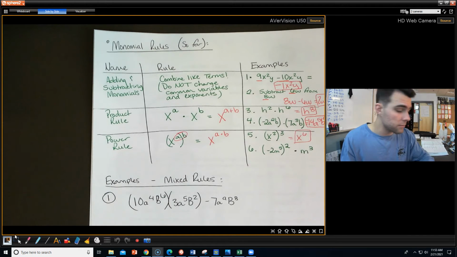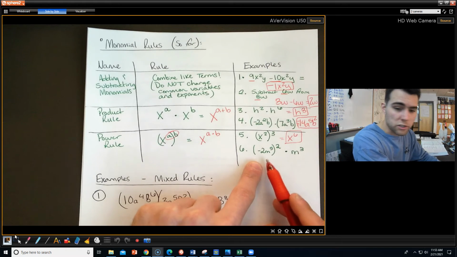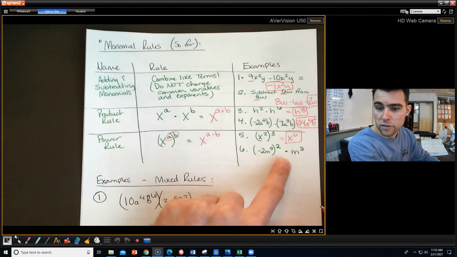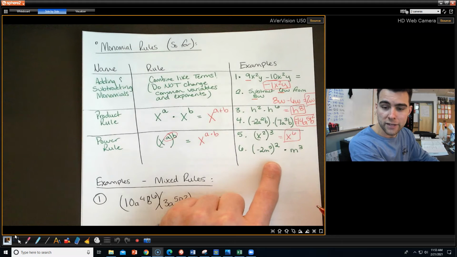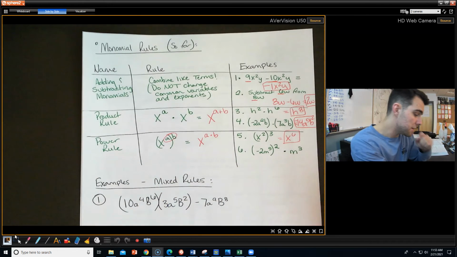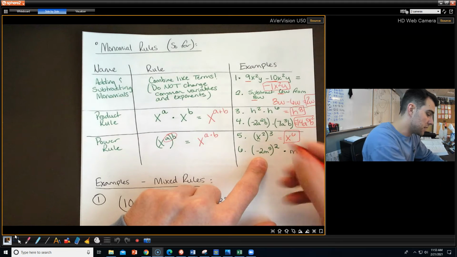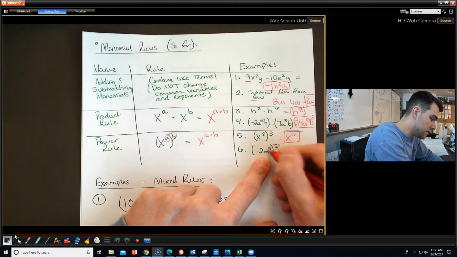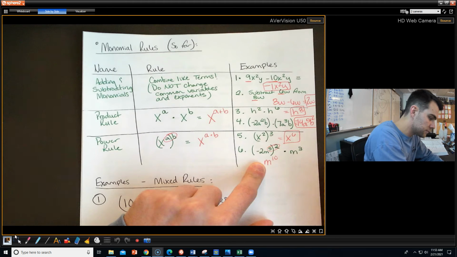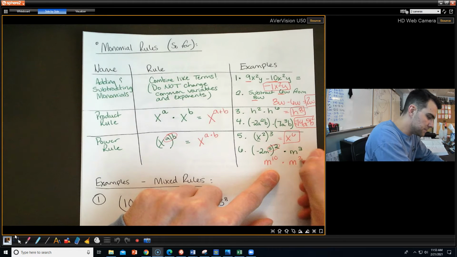Let's start with them for this example. Notice we have the power rule that we could use, and we could also multiply. So we're going to have to actually multiply our exponents, and then we're going to have to add our exponents here. So this is going to be m to the 5 times 2 power, so it's m to the 10th times m to the 3rd.